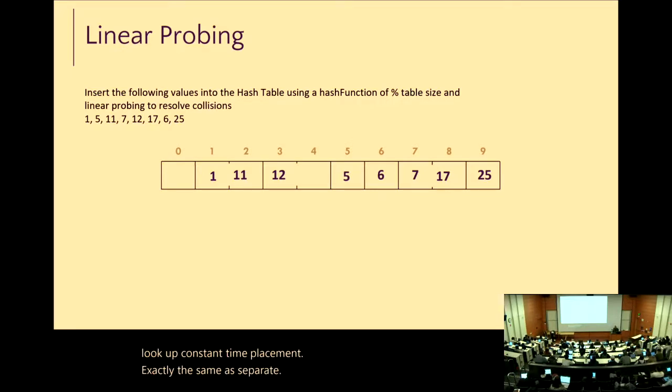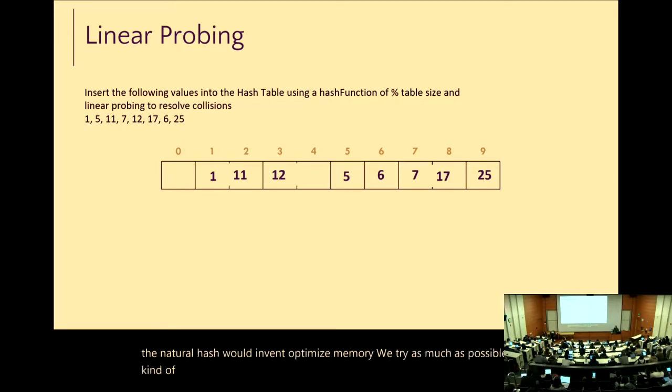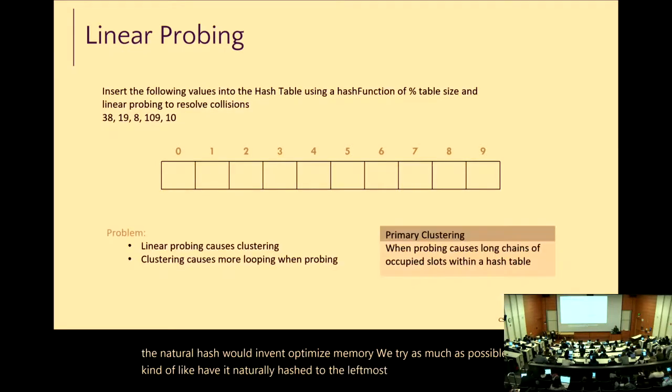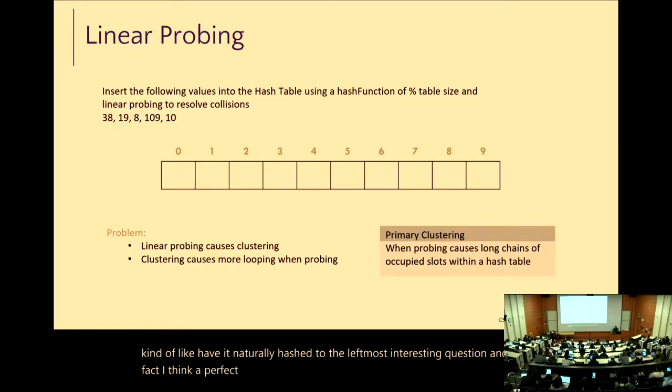Since we naturally bump to the right, if there is a conflict, a collision in the natural hash, wouldn't it be better, to optimize memory, to have it naturally hash to the leftmost? Ooh, interesting question. And in fact, I think a perfect segue. Let's see what happens here.